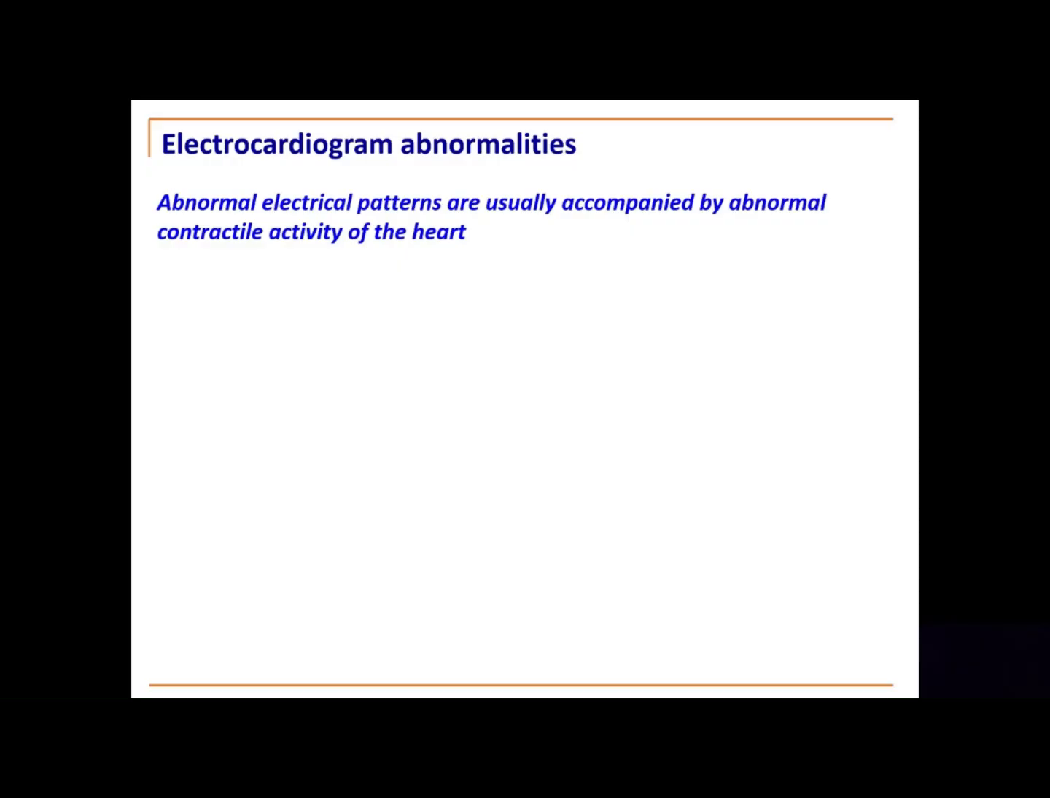But what about ECG abnormalities? You should now know what a classic ECG looks like, the classic P, QRS, T. But we do see abnormal electrical patterns, and they're normally accompanied by abnormal contractile activity of the heart. I mean, that makes complete sense. Of course, you've got electrical activity leading to contraction and relaxation. Change the electrical activity, you change the contractile activity.